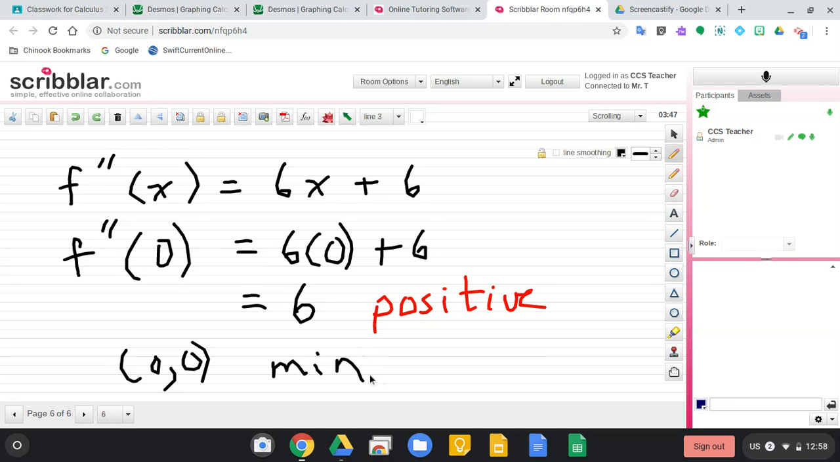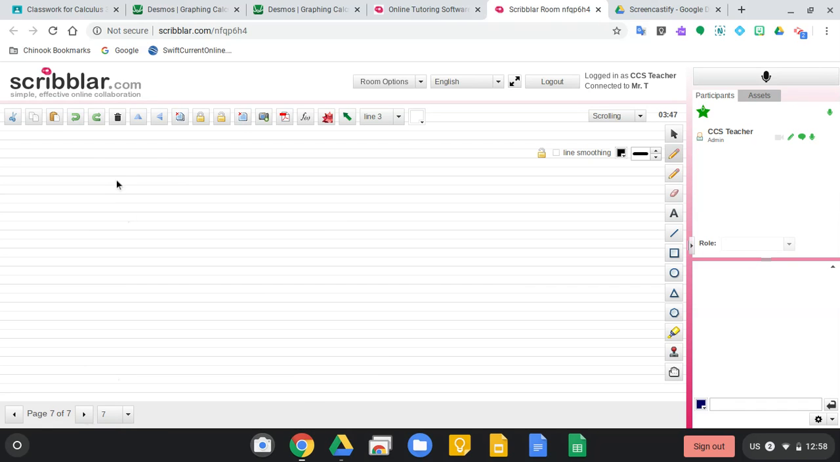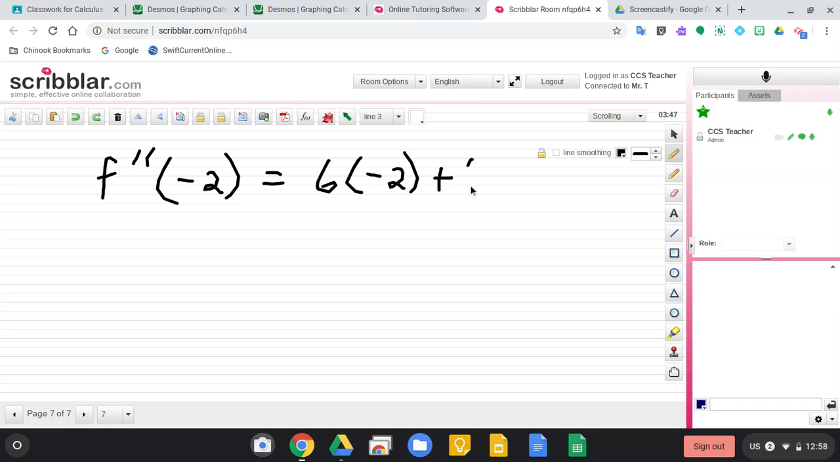0, 0 is a minimum. Now I'm going to go forward and test f double prime. My other x value was minus 2. So substituting into my second derivative, that's 6 times minus 2 plus 6. Minus 12 plus 6 is minus 6.